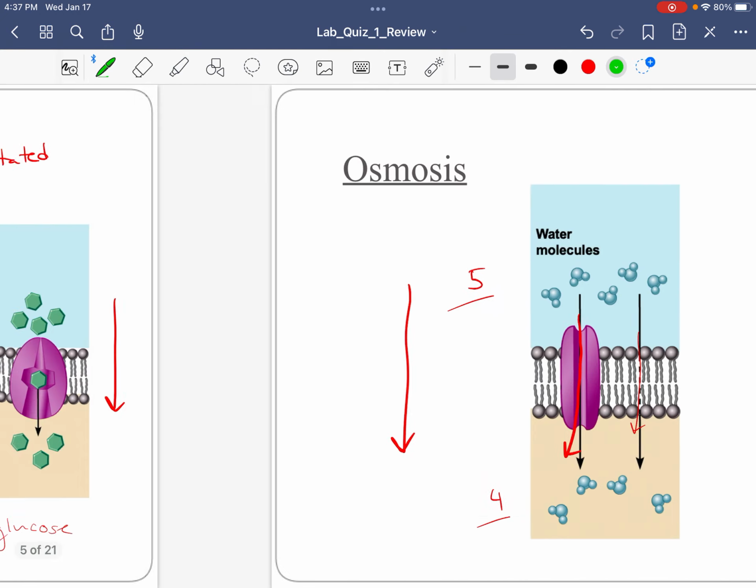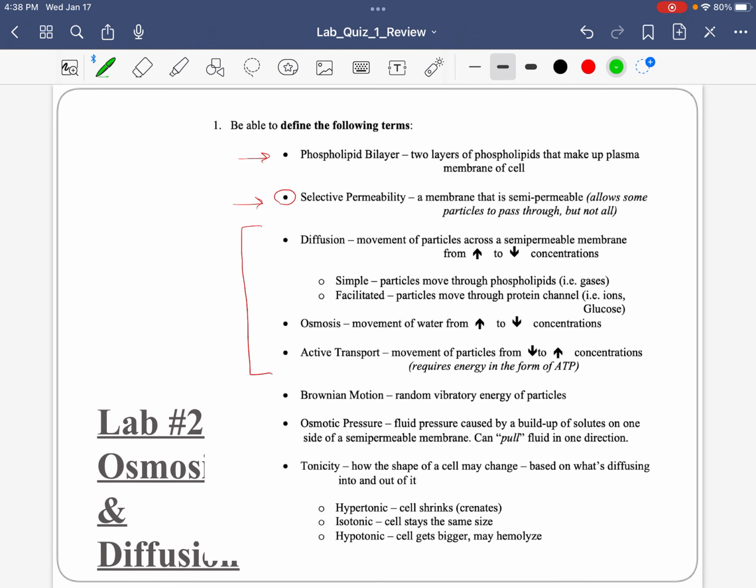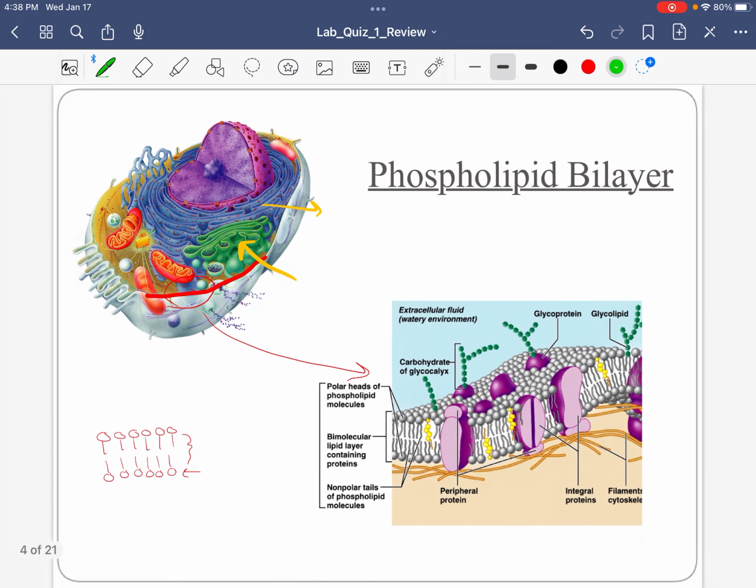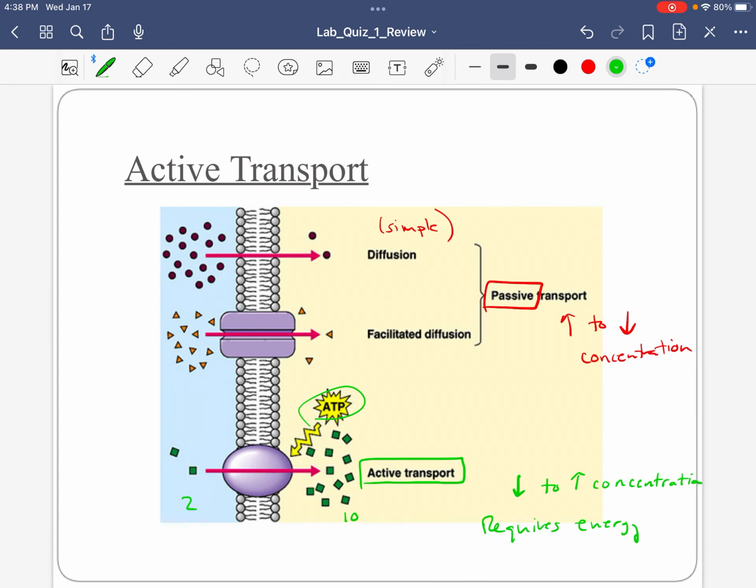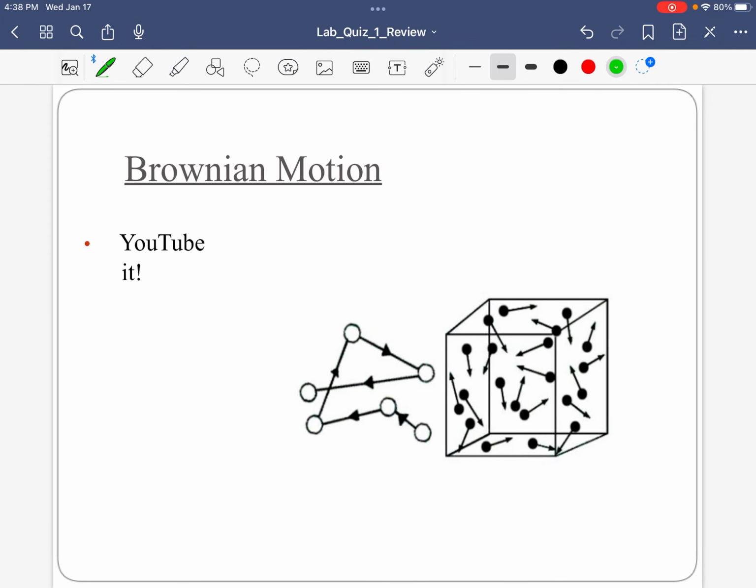Good. So I have covered, or reviewed, all those things. Let's move on to the last part here: Brownian motion, osmotic pressure, and tonicity. Make sure you review Brownian motion. You can just go to YouTube, type it in, you can see it.